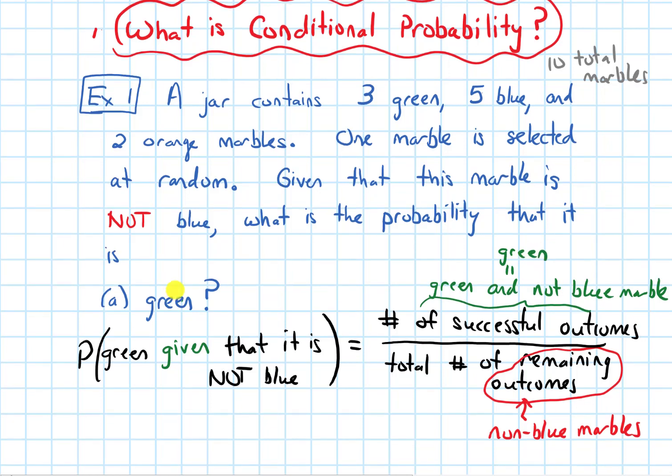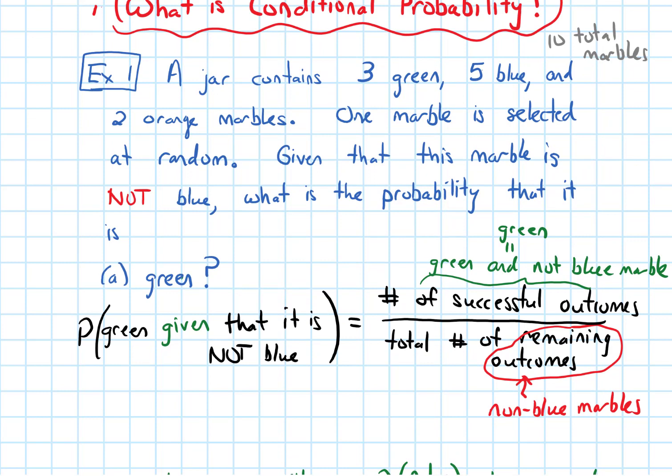All right, so let's work out this probability. On the numerator, I just got to count the number of green marbles, and the problem says there's 3. On the denominator, I need the number of non-blue ones. So there's 3 green ones plus 2 orange ones. So we will get 3/5, and that is our probability.